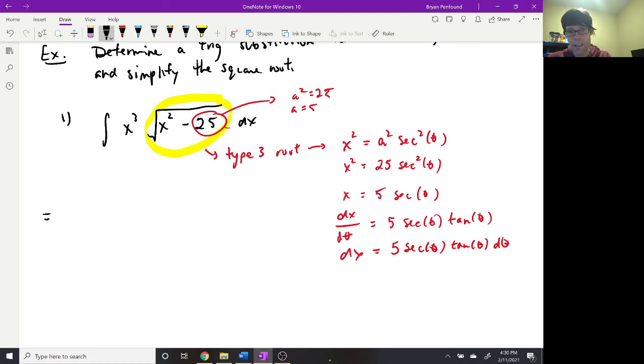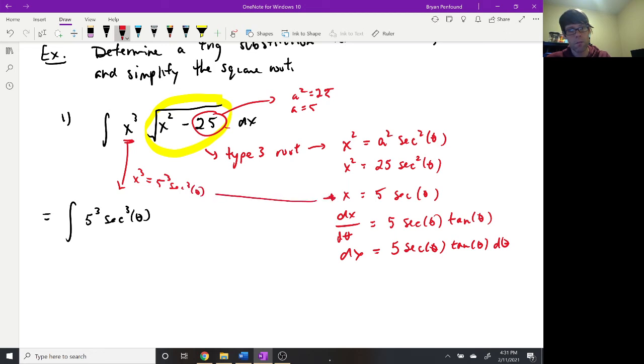Well, x is 5 secant theta. So x cubed must be 5 cubed secant cubed theta. Okay, so maybe I'll just write that in red. Okay, so x cubed is 5 cubed secant cubed theta, right? And I'm going to get that from this relationship here.